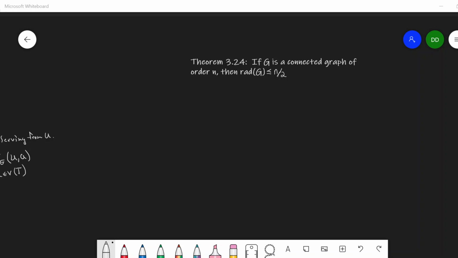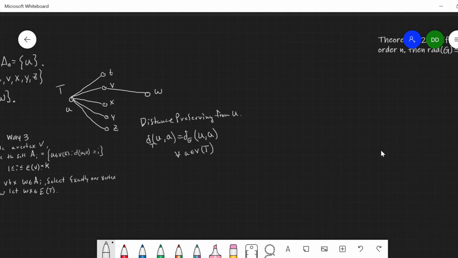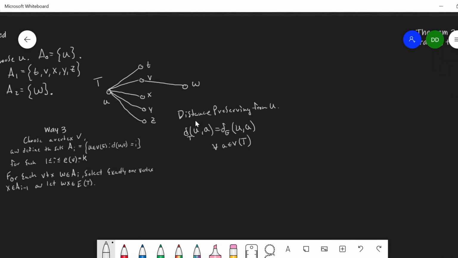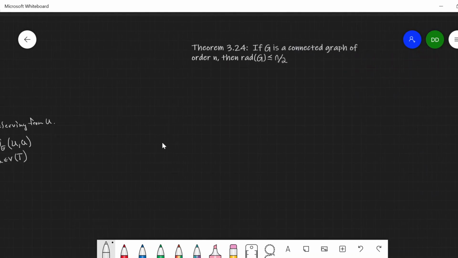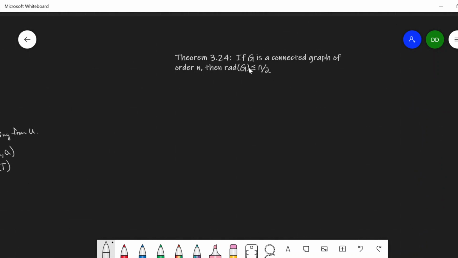In this video, we'll walk through Theorem 3.24, which uses the concept of distance-preserving spanning trees, which we looked at in the last video, to prove an upper bound on the radius of a graph in terms of the order of the graph. In particular, the radius of the graph is no more than half of the number of vertices in a graph.